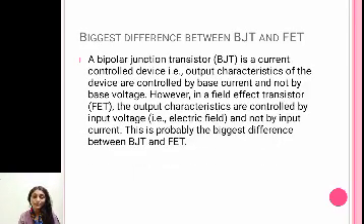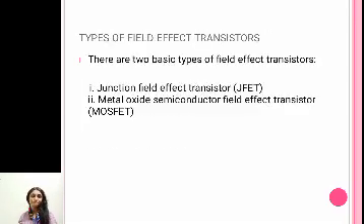Now, a bipolar junction transistor or BJT is a current controlled device. That is, when we plot the output characteristics of a BJT, they are controlled by base current and not by base voltage. But when we talk about the field effect transistor, the output characteristics are controlled by input voltage and not by input current. So we call the BJT a current controlled device and the FET a voltage controlled device, and this is the biggest difference between BJT and FET.